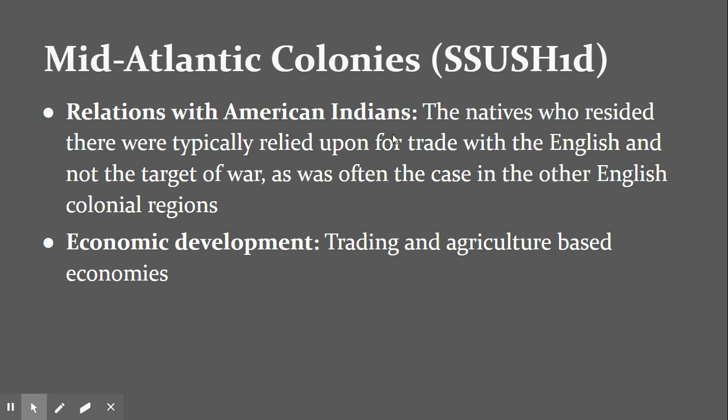So economic development: trading and agriculture based economies. Northern colonies, trade only. Middle colonies, trade and agricultural based. Southern colonies, agriculture.